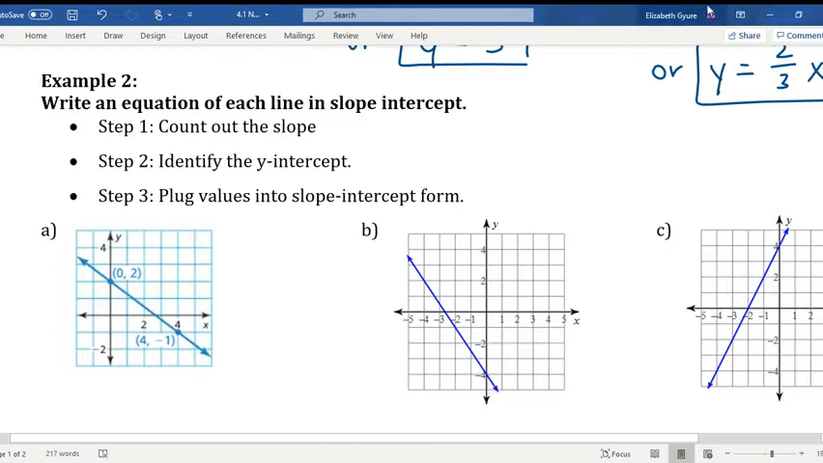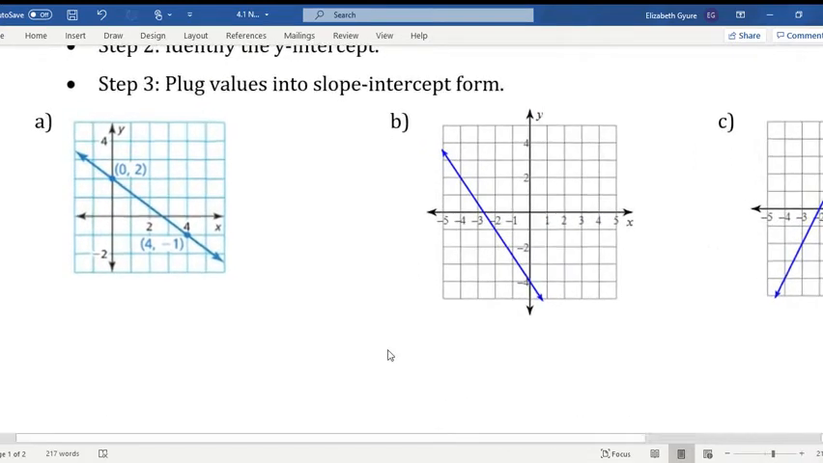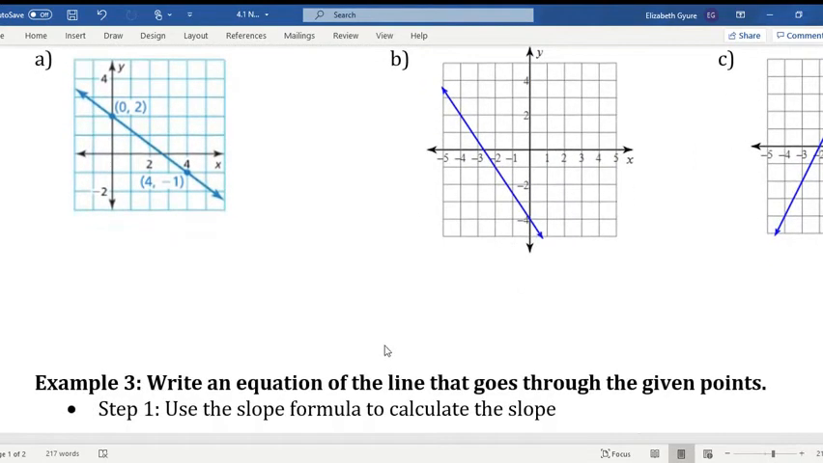So I have 3 steps I'm going to follow. Step 1 is count out the slope. Step 2 is identify the y-intercept. And step 3 is plug those values into slope-intercept form, just like we did in the first part. So if you take a look at A, I don't care what you do first. If you want to count out your slope first, count out your slope first. If you want to find your y-intercept first, find your y-intercept first. I'm going to always find my slope first, because isn't that the first part of your equation? I just think it's easier to go in order with that.